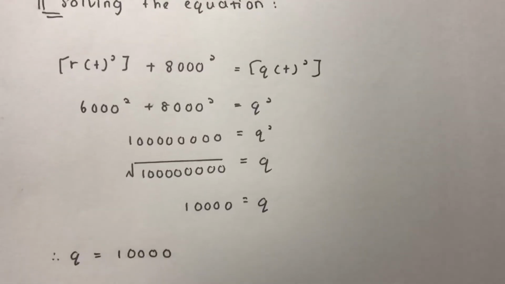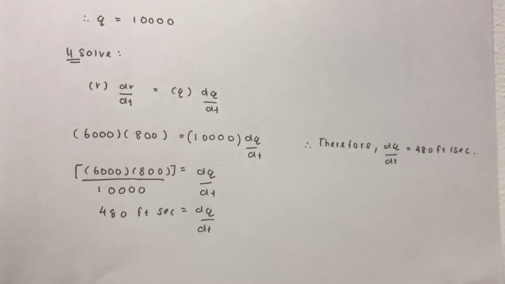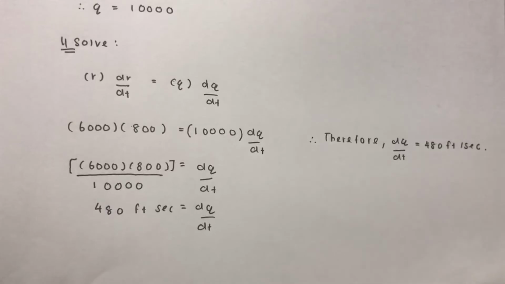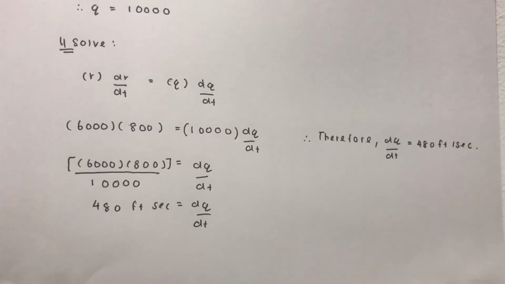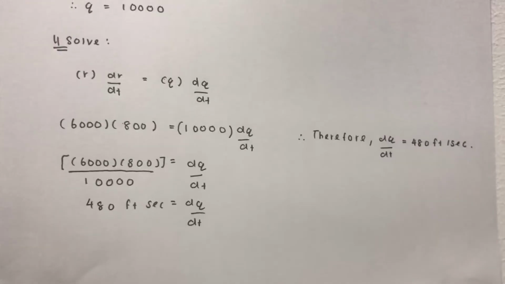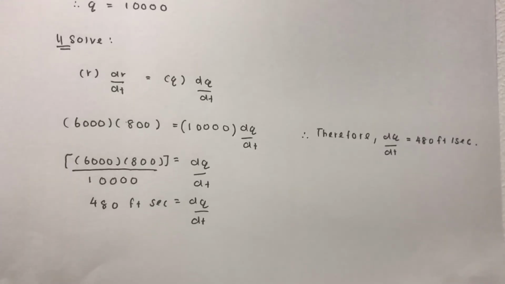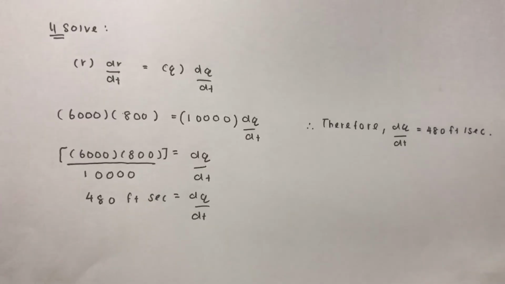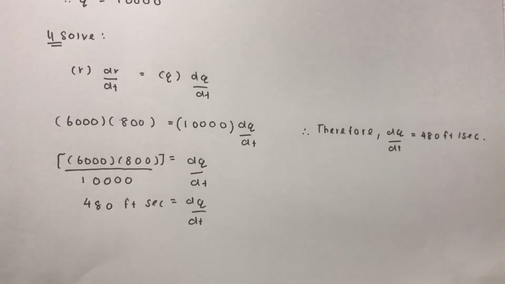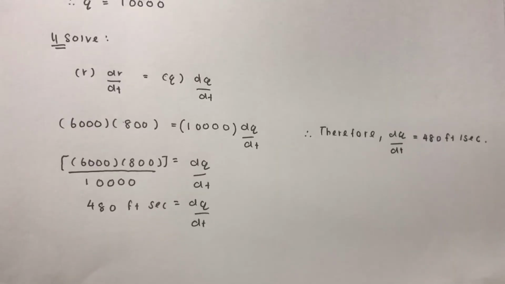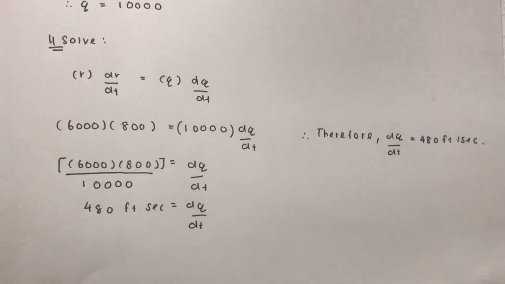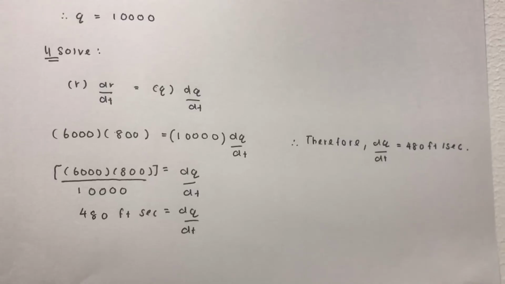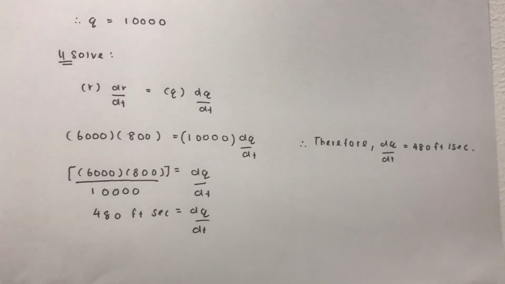Since now we have the value of q, let's solve the full equation. Let's use the equation from step 4 and fill in the exact values. Now, we need to multiply 6,000 with 800, equal to 10,000 dq/dt. After we multiply the values, we must divide by 10,000 to get the value for dq/dt, which is 480 feet per second. So we have figured out that the distance between them and the plane is increasing at 480 feet per second.